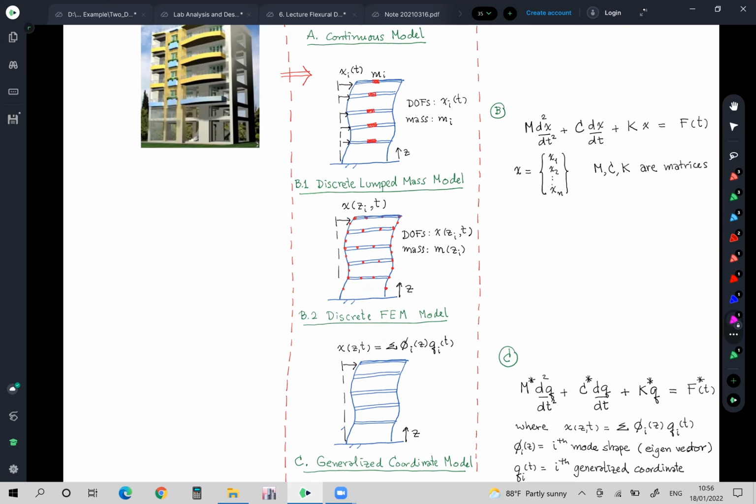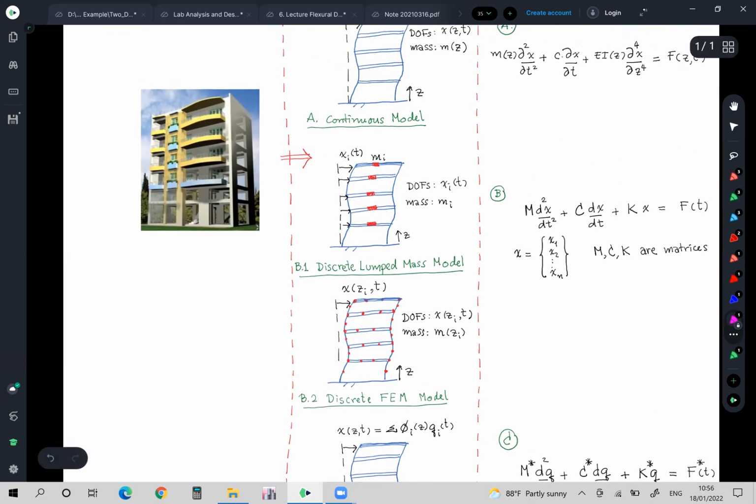Let's say M star, C star, K star, F star, something like that. Okay. So if you have a building, what you have to do is first consider what type of physical model you should apply for your case. But I do believe if your building is a high-rise building, most of the time you will use B number 2.